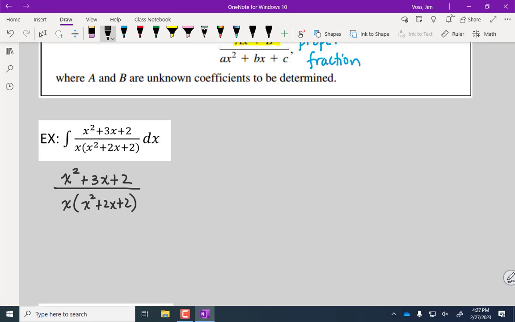B squared minus 4AC is negative. B squared is 4. 4 times A times C is 8. 4 minus 8 is negative. Oh, yeah.